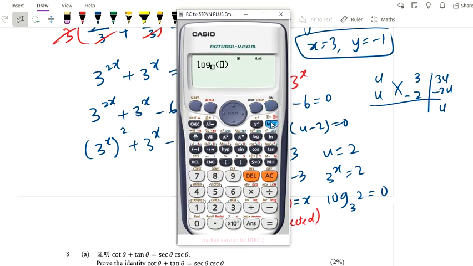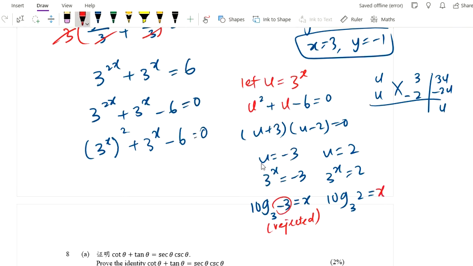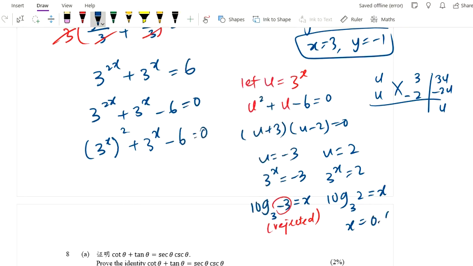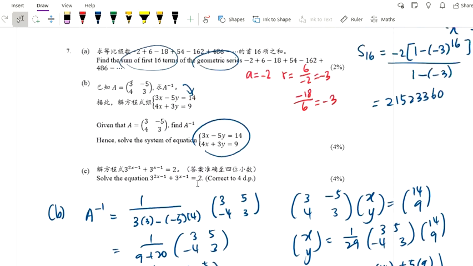Actually, in one of my videos, I show how to estimate the value of a logarithm. It's quite interesting. So x is, wait, where's your x? This is your x. So your x is 0.631. Okay, so far so good for question number 7.